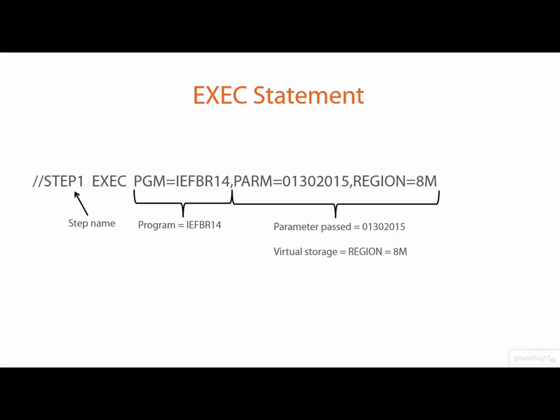So the execute statement in this particular example shows that we have a step 1. We are executing a program equals IEFBR14. We are passing a parameter that has 0130 2015 in it, and then we have a region equals 8 megabytes, indicating the amount of virtual storage that we want to allow ourselves to allocate. And this would be all that would be necessary in order to set up an execute statement for this particular type of work.